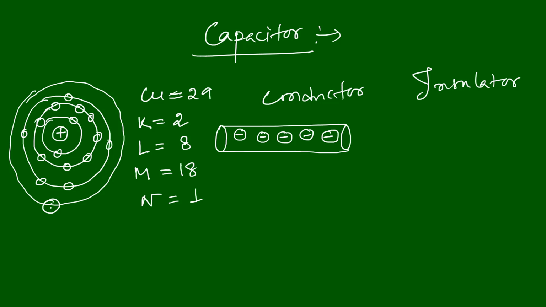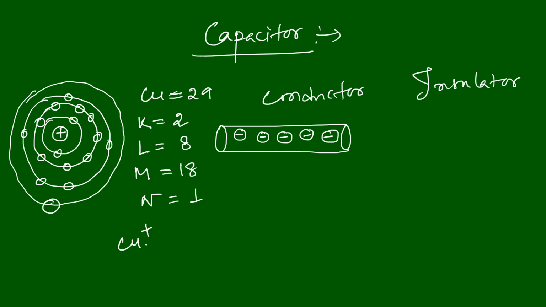So what I'm going to tell you is that the electrostatic force of attraction between the nucleus and the electrons will be very much less for the outermost orbit. Look at the outermost orbit. The electrostatic force of attraction will be very less, no? So the outermost orbit electron will leave the orbit and the copper will get positively charged and produce a copper ion. Suppose one electron left the orbit, so it is producing a Cu plus ion.